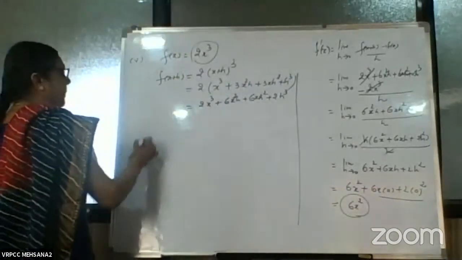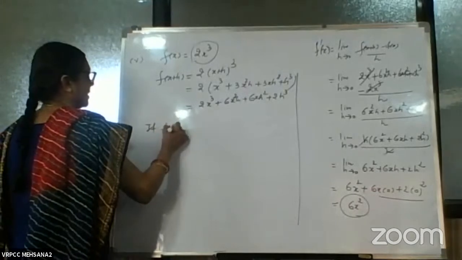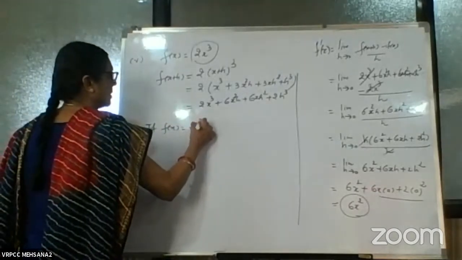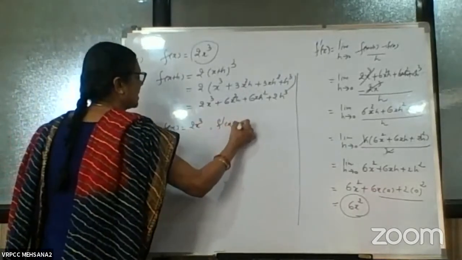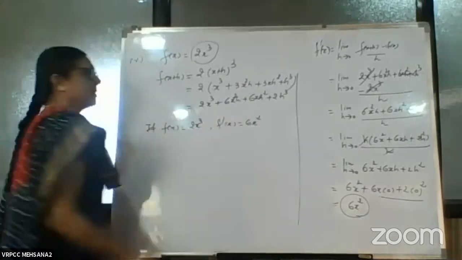So we can write: if f x is equal to 2x cube, f dash x is equal to 6x².